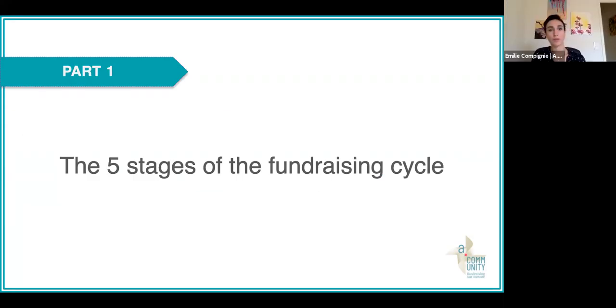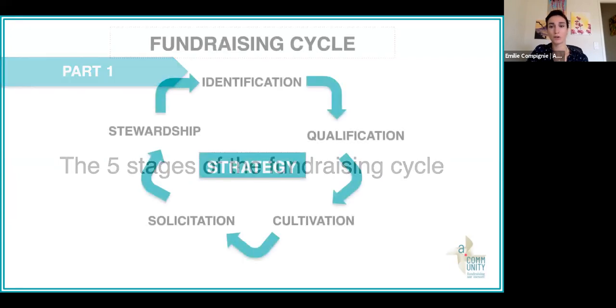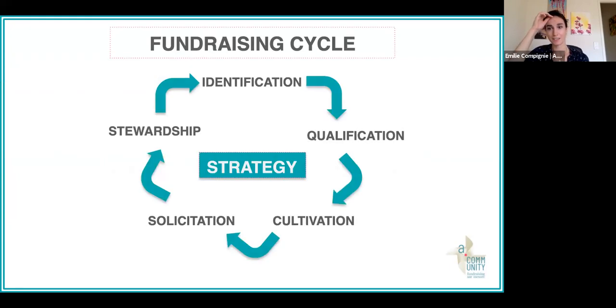Okay, so let's start with the first part, which is the 5 stages of the fundraising cycle. I don't know if you have already seen this cycle. Maybe some of you are familiar with it. If not, then we'll just go through it. I'll give you the definition of each step, and then we'll dive a little bit more into the key elements for each of these stages.